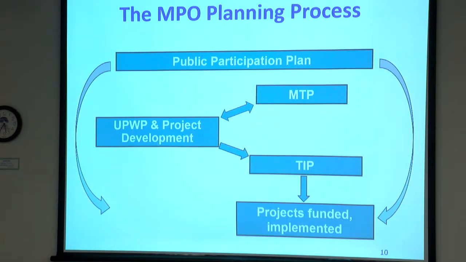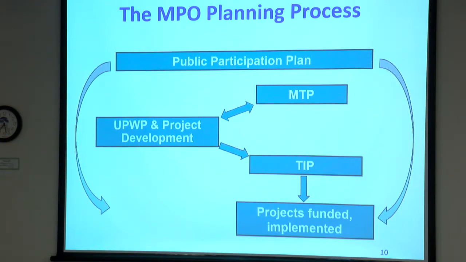And this is just a diagram that's letting you know how each of these documents talk to each other, our public participation plan being the large overarching thing that dictates how we communicate these documents to the public. And we have our UPWP and the project development on the left. And that really is a two-way street to our long-range or metropolitan transportation plan.